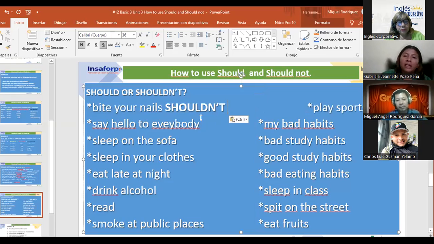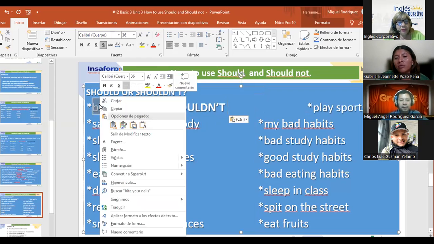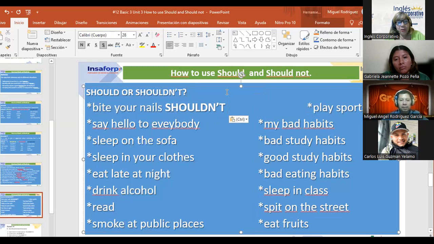Ay, pero estamos. Chen, ¿qué tenemos que hacer en esta? Shooting bike. Write a sentence. Write the recommendation. Escribir una oración con lo. Ajá, using should or shouldn't. Una pregunta. Yes, should or shouldn't. Okay. No, it's not a question. Oración, not a question. Sentence. Okay, using should or using shouldn't, according to the context.